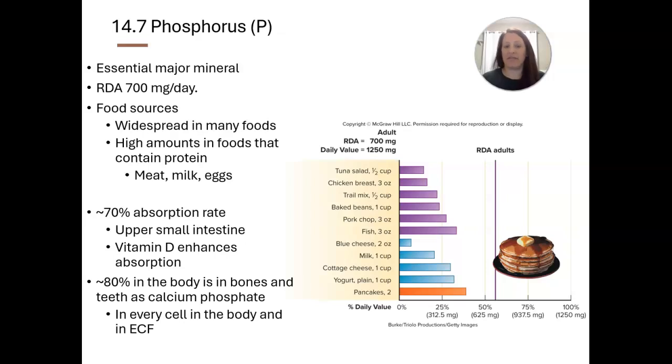About 80% of the phosphorus found in our bodies is in bones and teeth, just like calcium, as calcium phosphate. However, just like calcium, this is also found in every cell in the body, and it's found in the extracellular fluid.